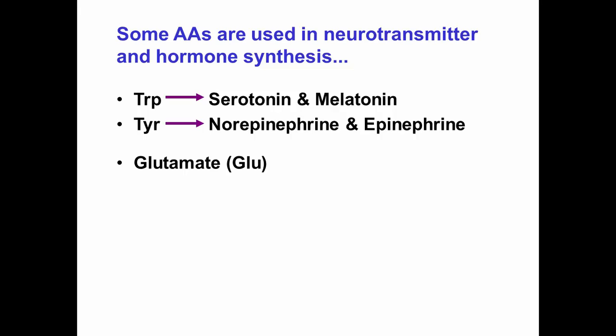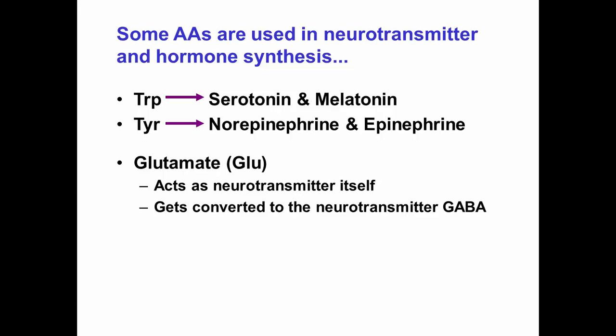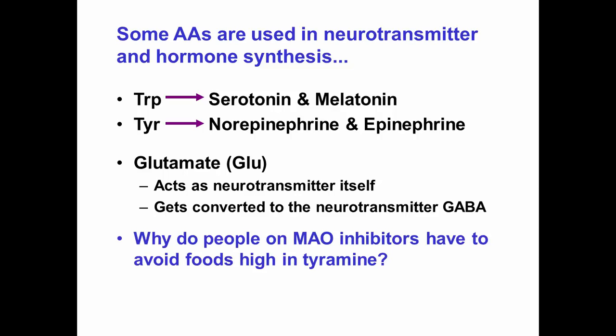And glutamate acts as a neurotransmitter itself, but it also gets converted to the neurotransmitter GABA, gamma-aminobutyric acid. I know we talked about this in MNT, does anybody remember? Why do people that are on MAO inhibitors have to avoid foods high in tyramine? You remember, Crystal?